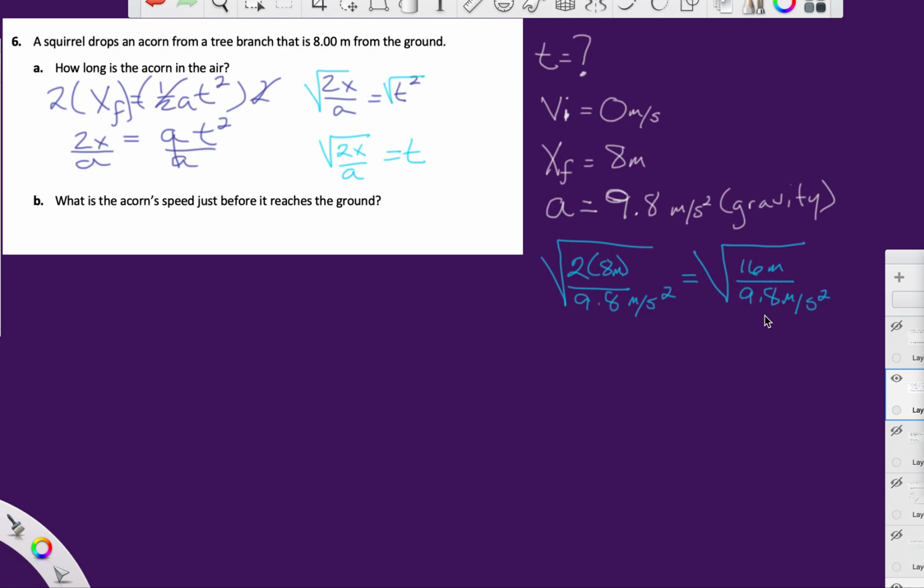16 divided by 9.8. Let me put that into my calculator. And what I get is the square root of 1.63 equals time, and then I take the square root.